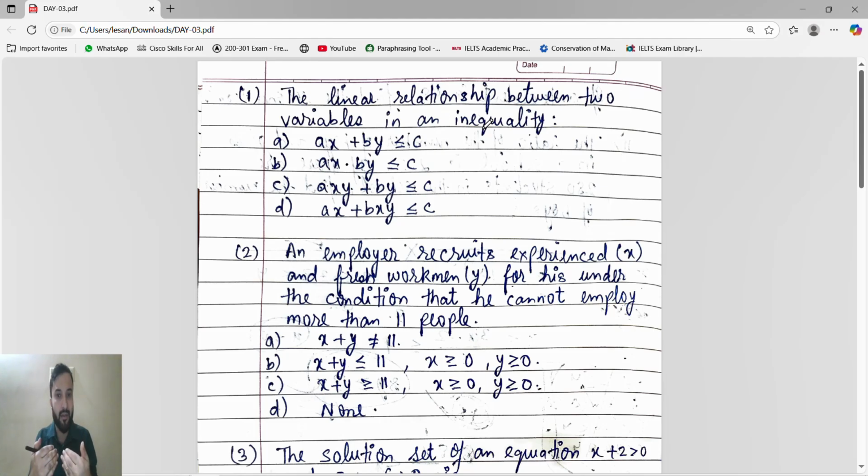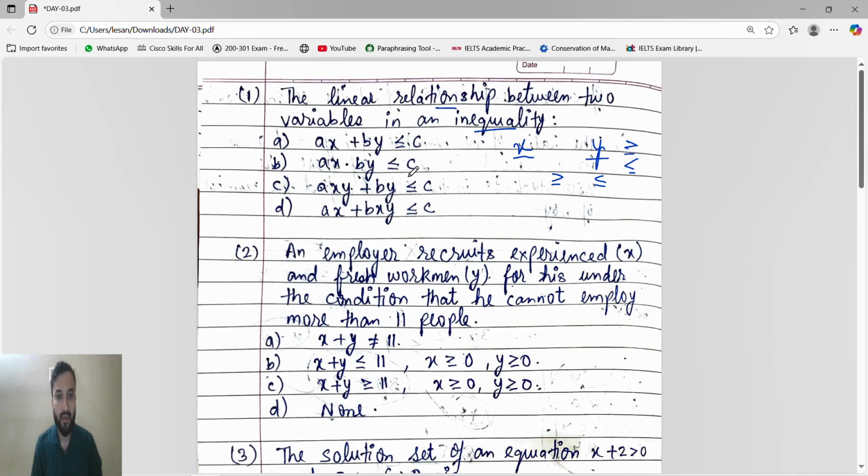They are asking about the linear relationship between two variables, and you won't get it if you don't study properly. I will take the variables as x and y. In an inequality, we know the symbol will be either greater than or equal to, or lesser than or equal to. So for x and y, it will be greater than or equal to, lesser than or equal to, whatever.